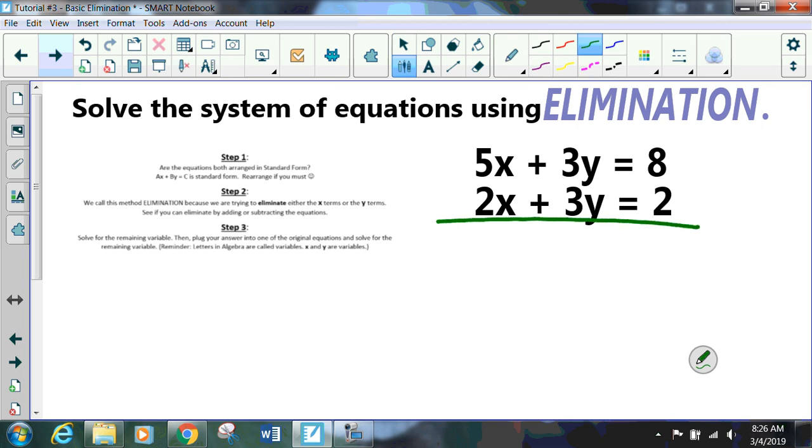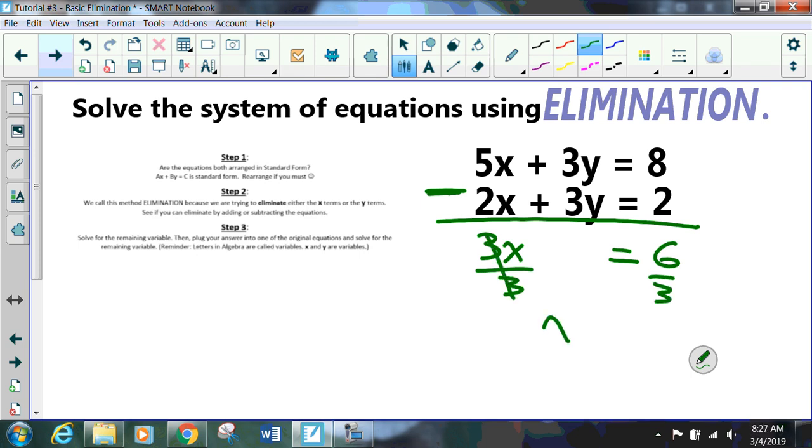Now, the big deal with subtraction is we're going to have to remember that with each term, we are subtracting. So I'm going to say 5x minus 2x is 3x. 3y minus 3y, that's right, it's gone. I'm not going to write anything. I'm going to bring down the equal, and I'm going to remember 8 minus 2 is 6. Kind of like this method, don't you?